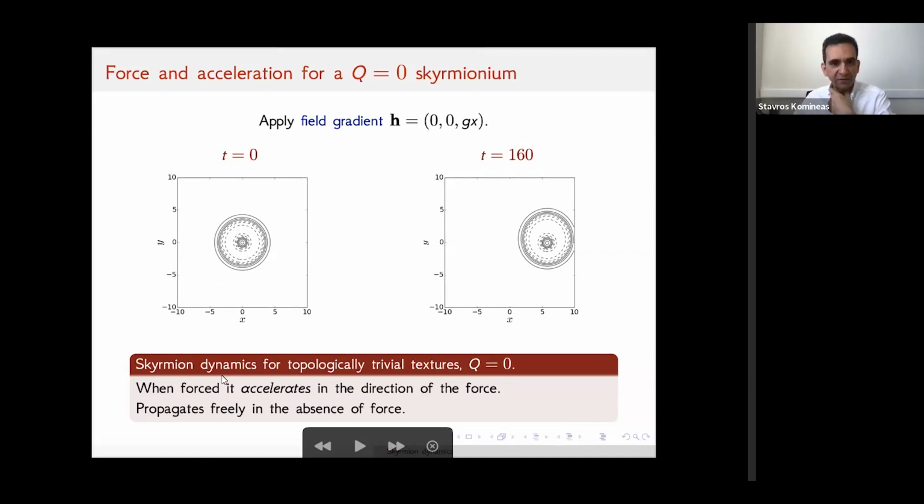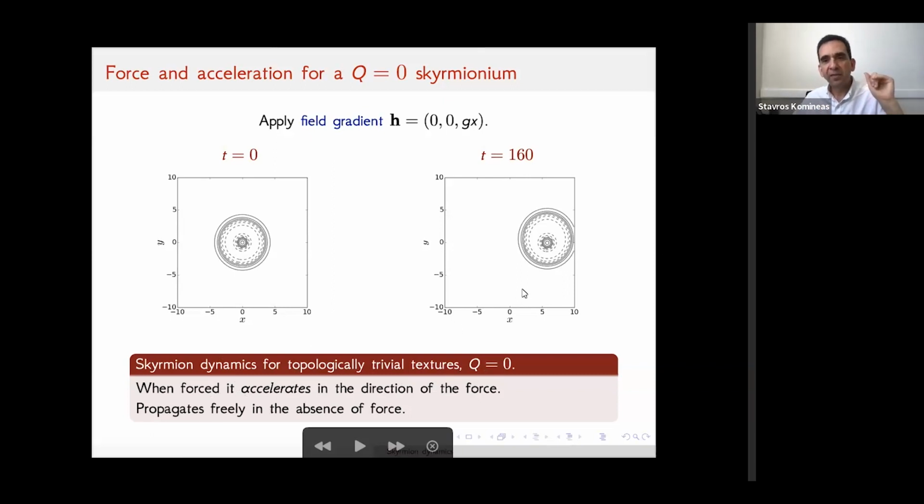And what's the difference? The difference is that the skyrmionium is a topologically trivial texture with Q equals 0. So when forced, this skyrmionium accelerates in the direction of the force. That's completely different from the skyrmion. And if it accelerates, it's not a constant velocity. It's like a Newtonian particle.